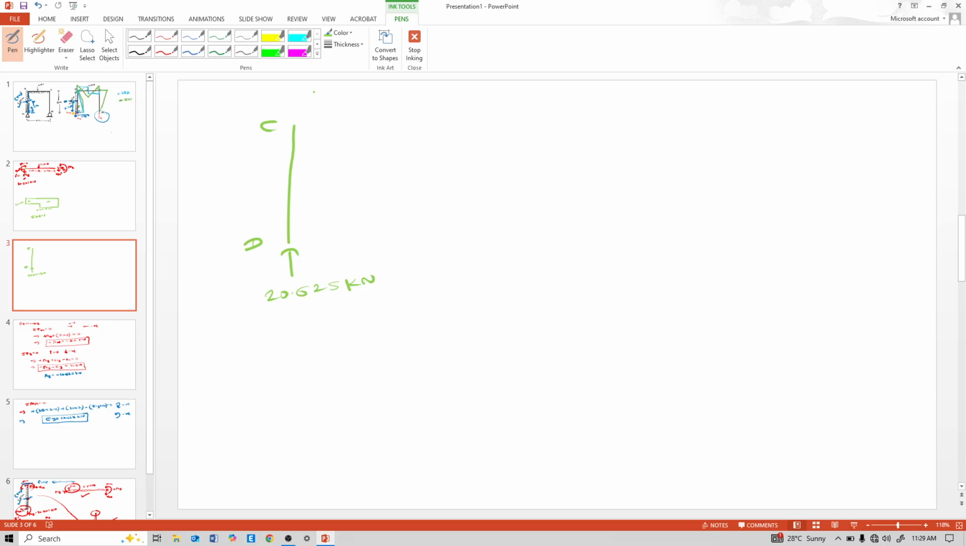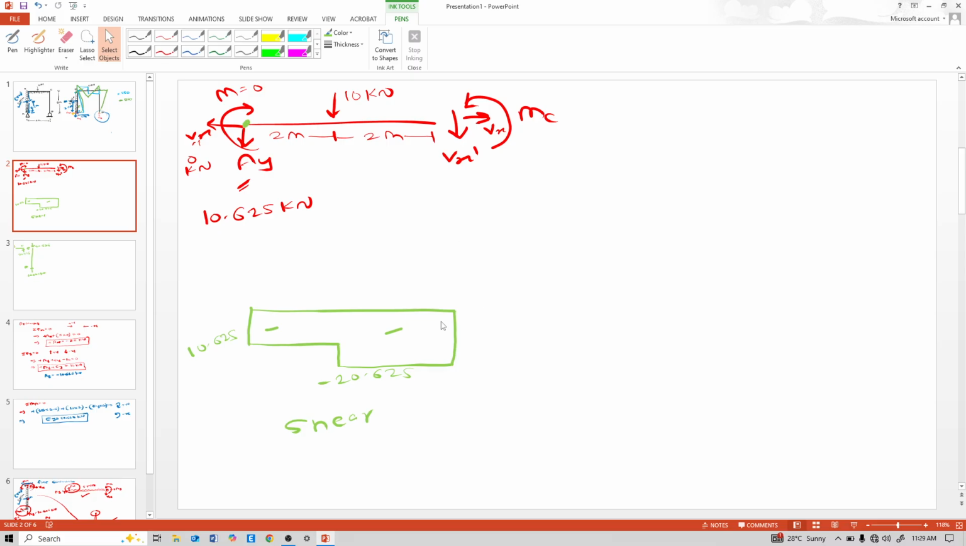See, for every action there is an equal and opposite reaction. So here it is 20.625 downward, and near to this beam BC it is upward 20.625 kilonewton. So that's why this 20.625 kilonewton comes here like this. This goes upward. So here Vx dash is 20.625 and the correct arrow is like this.